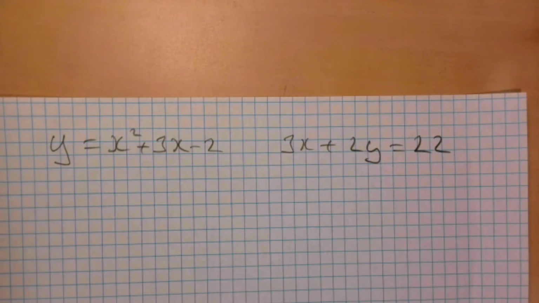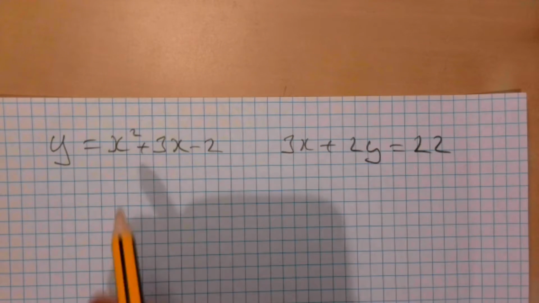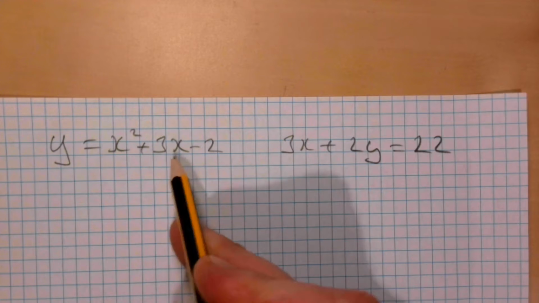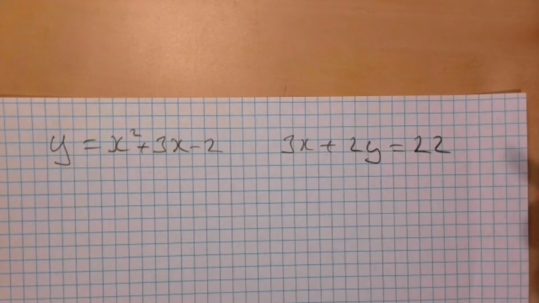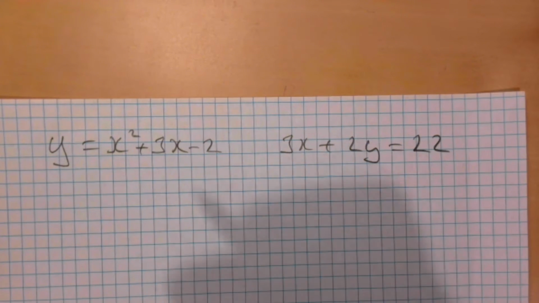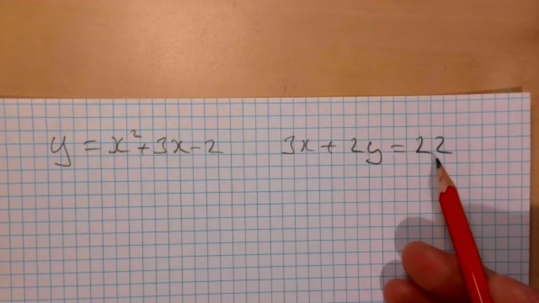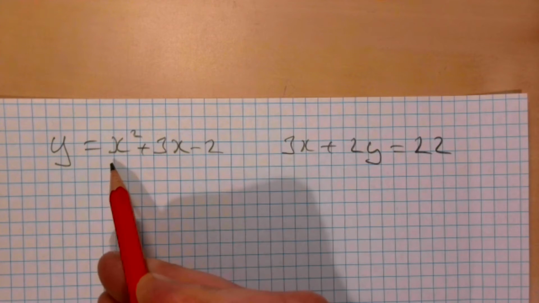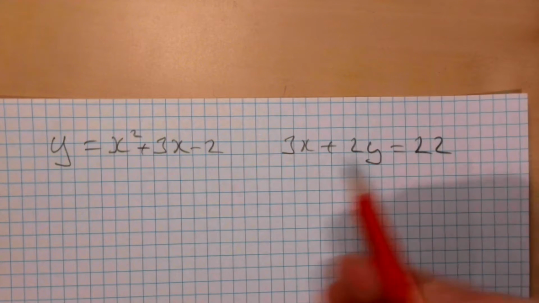It's a GCSE past paper question of simultaneous equations, and I'd ask you to solve these two simultaneously. So y equals x squared plus 3x minus 2, and 3x plus 2y is 22. There are a few different ways of doing it. The way this one's set up, I often say rearrange this one and substitute it in here, but I'm actually going to go the other way this time.